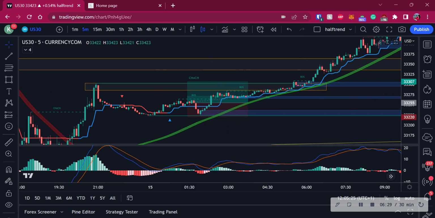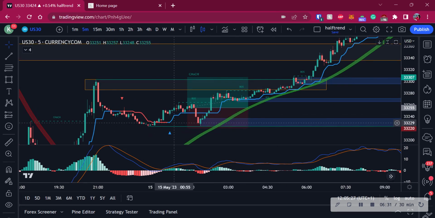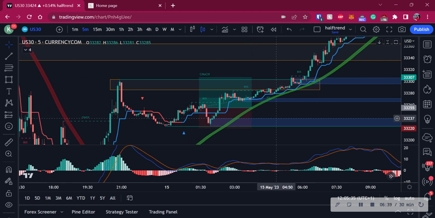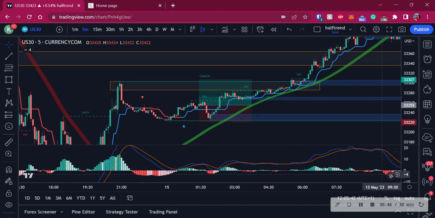So as you guys can see, it was a perfect hit. This was a very smooth one, 35 to 52 pips. It's a 1.5 risk to reward ratio. And so you know the rules that I have when it comes to the Half Trend and the whole suite here. But I'm going to show you guys how I use MACD.